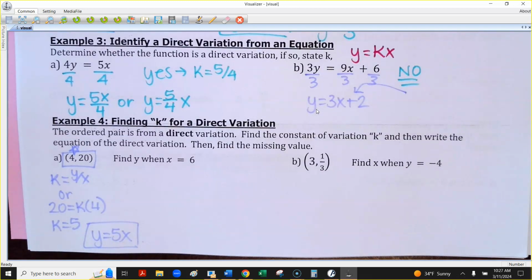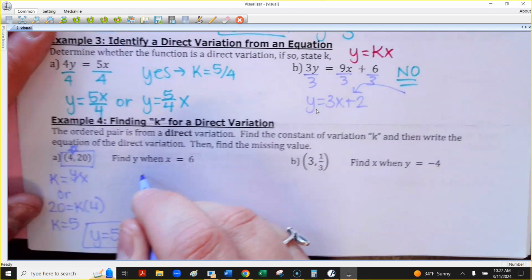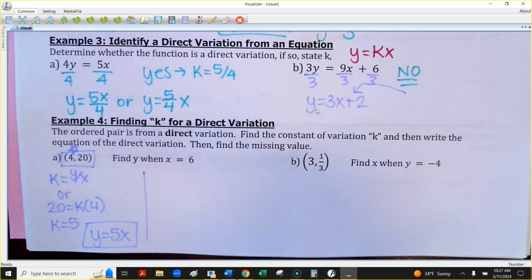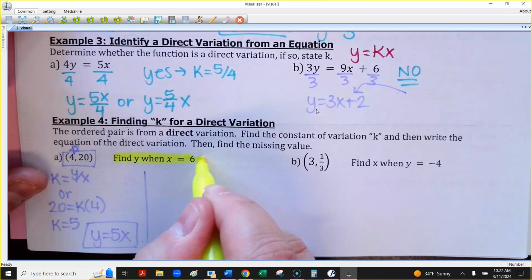Or, like I said, you can full on plug it into that y equals kx, put the y coordinate in for y, x coordinate in for x. You end up doing the same algebra. Now, they always, in these scenarios, will then have like a secondary question for these problems.